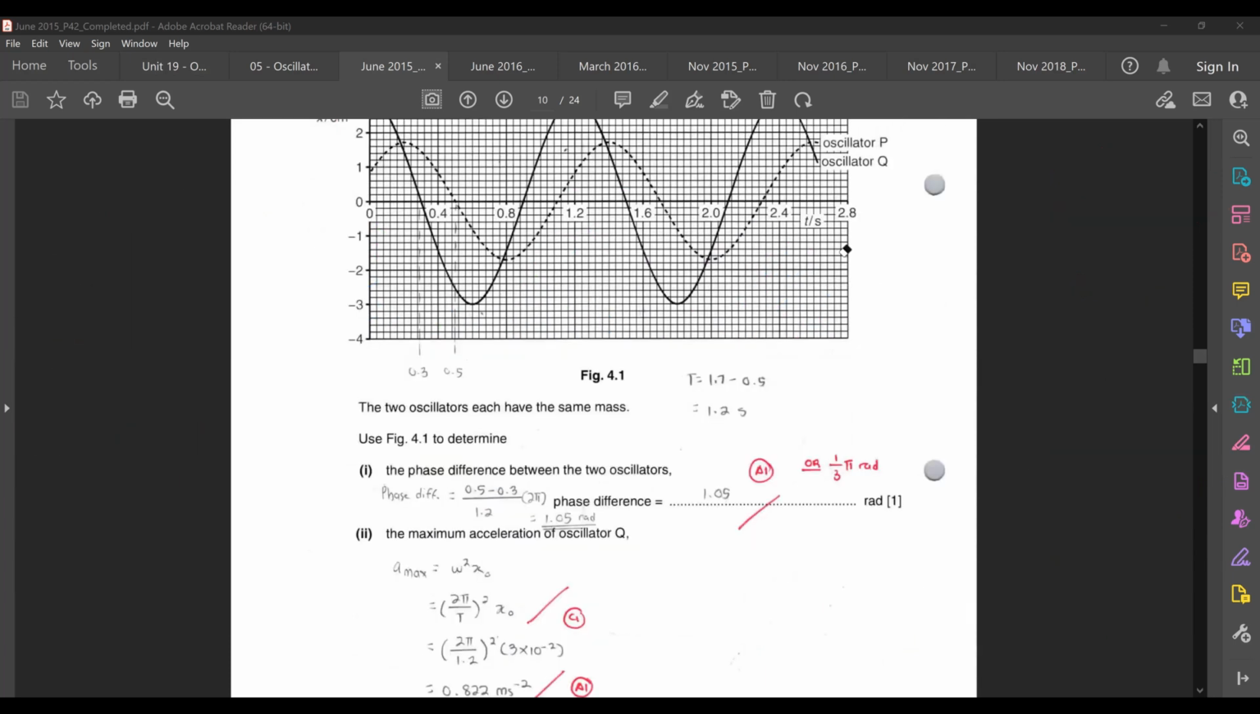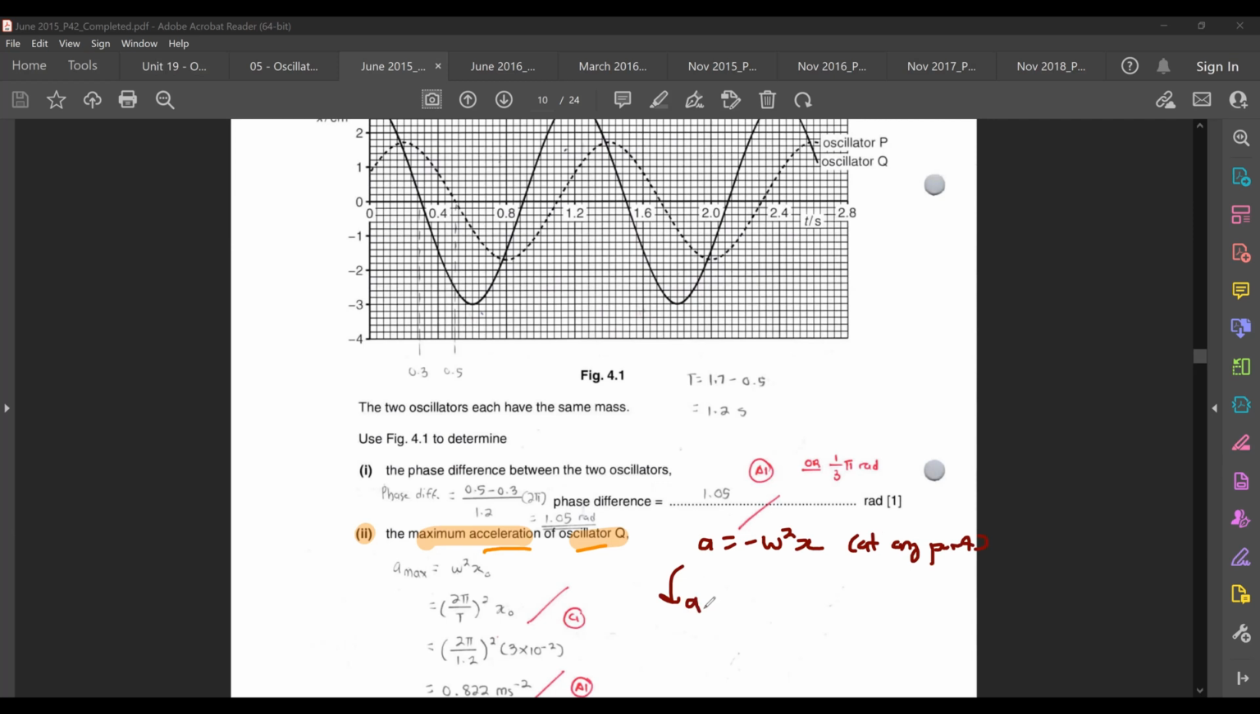Okay, for part 2, find out the maximum acceleration of oscillator Q. So this one, since it's an oscillation chapter question, obviously you're talking about simple harmonic motion here. When you're talking about maximum acceleration of oscillator Q, it's already assumed that you're moving in simple harmonic motion. For acceleration, this one is for acceleration at any point.